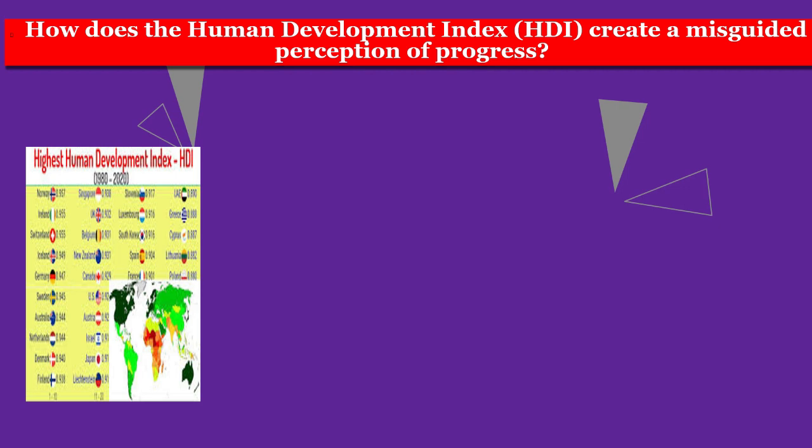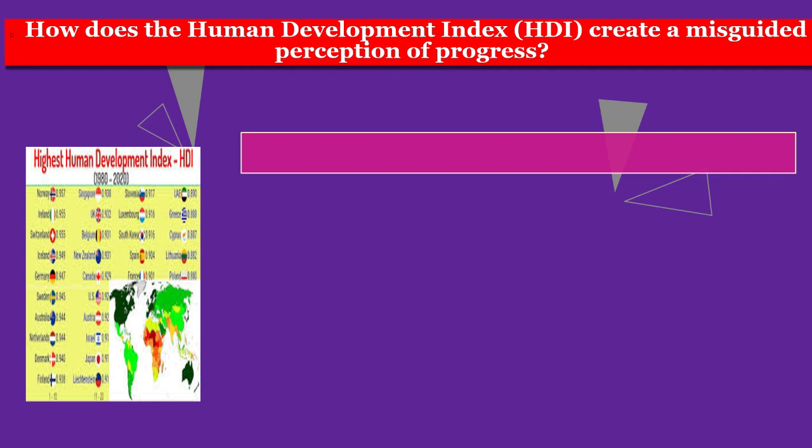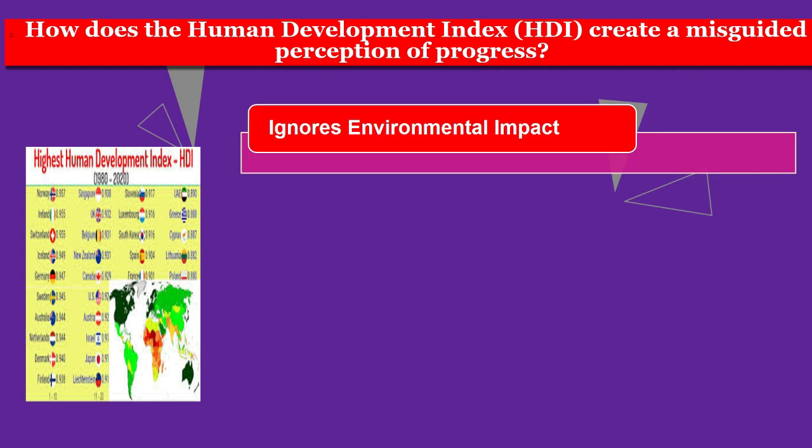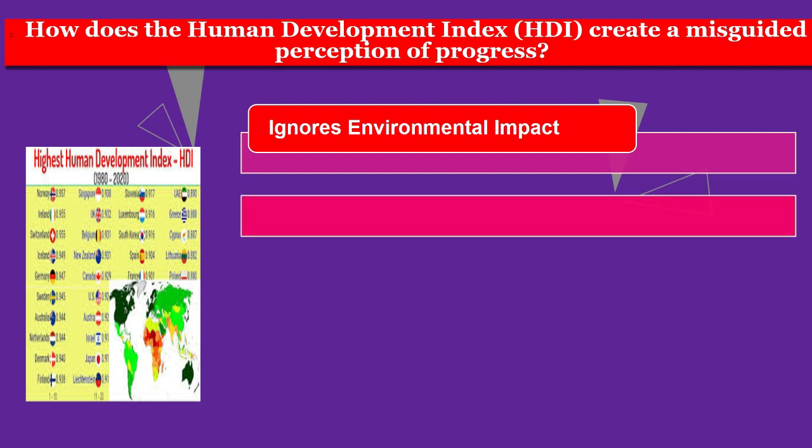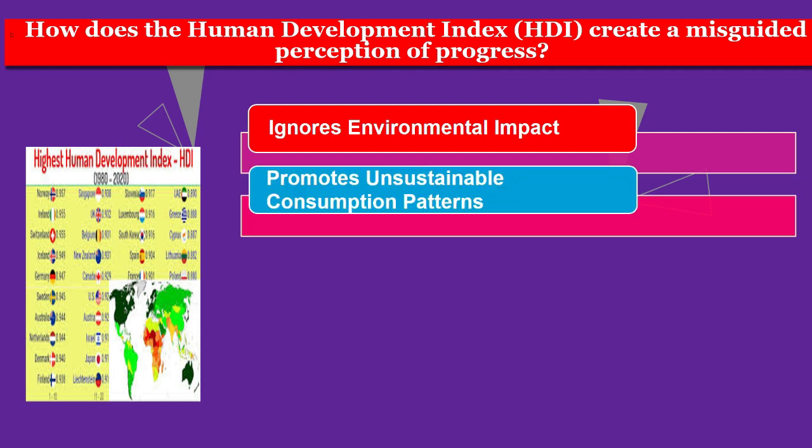So these are the things about the HDI and PHDI, and how the HDI creates a misguided perception of progress. First of all, it ignores the environmental impact. HDI only measures life expectancy, education and income, so it does not account for the environmental damage caused by development. Countries like the US and Norway have high HDI scores despite being among the largest carbon emitters and resource consumers, and it promotes unsustainable consumption patterns.